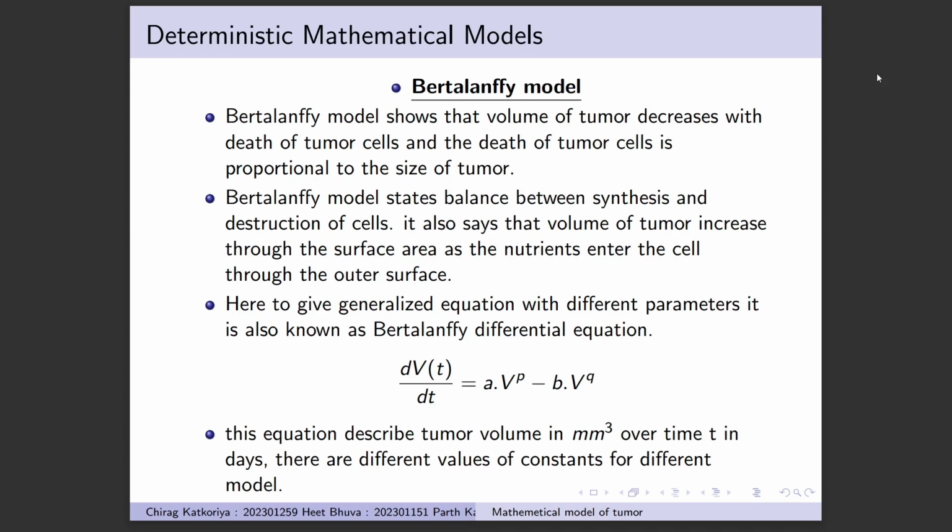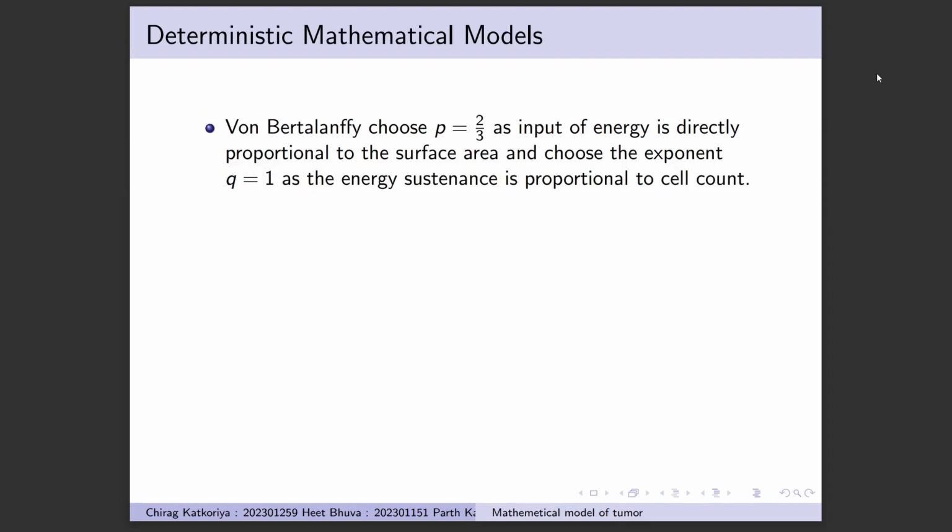given here, which is dV/dt = a V^p - b V^q, in which the dimensions are already given, and it is also known as a generalized equation because if we put different values of the exponents and constants, we can even get the exponential model and the logistic model.